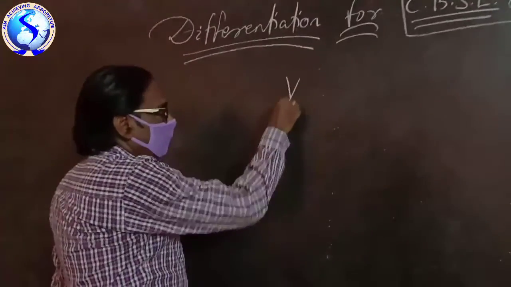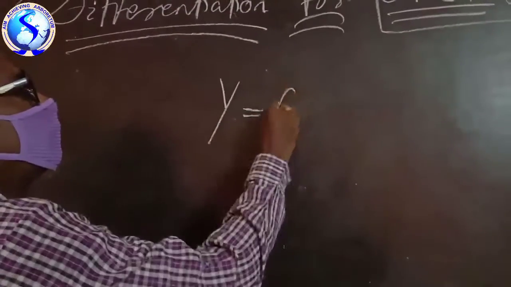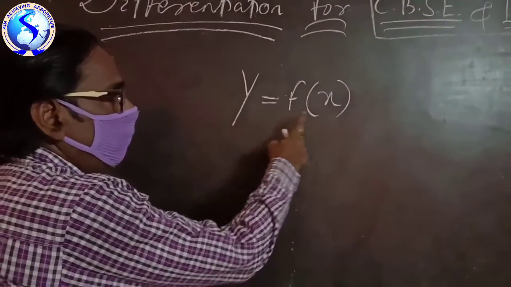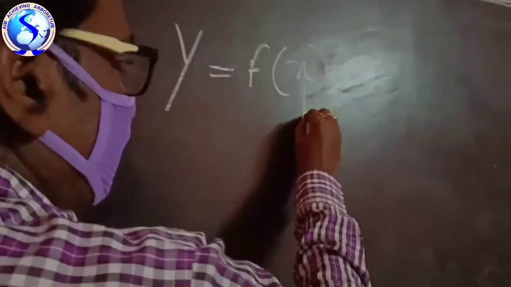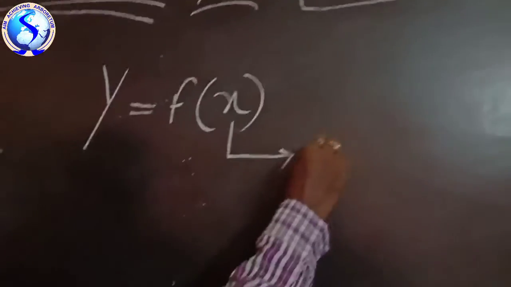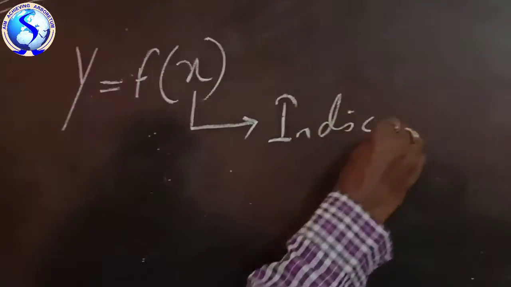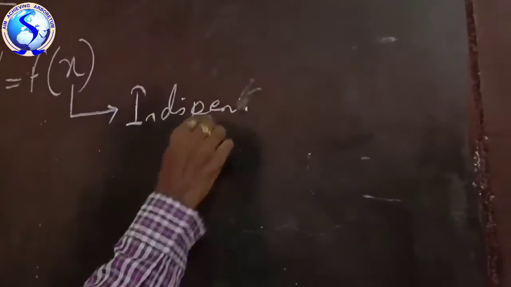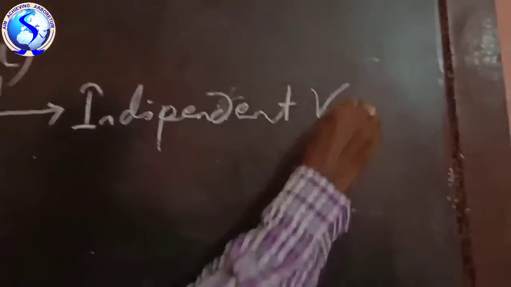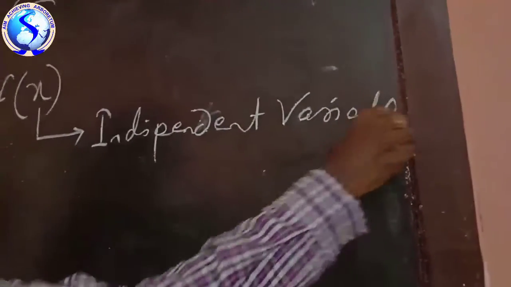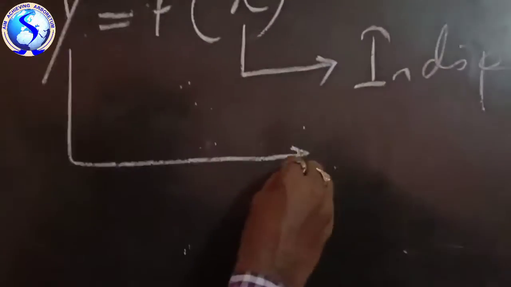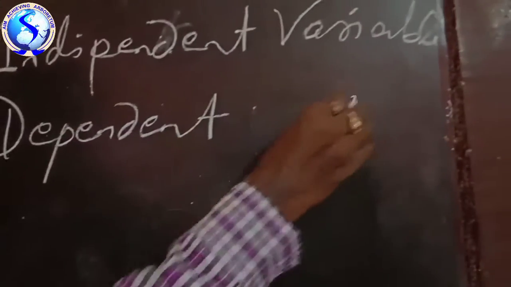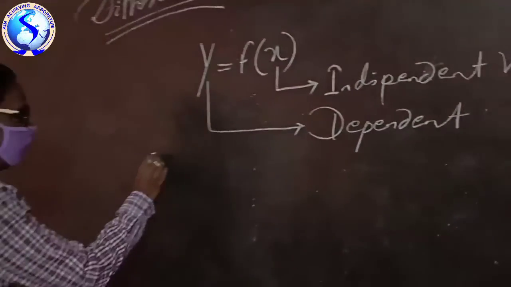Suppose y is a function of x. This x is called the independent variable. And what is y? Y is called the dependent variable.